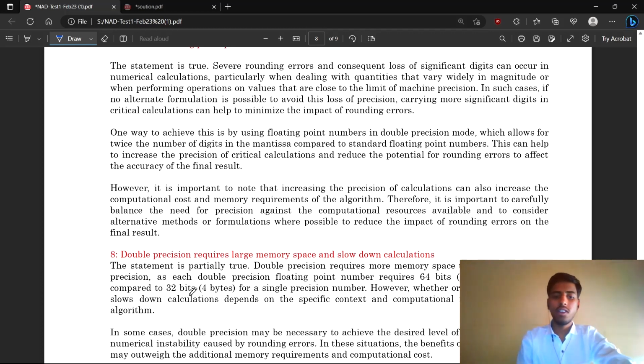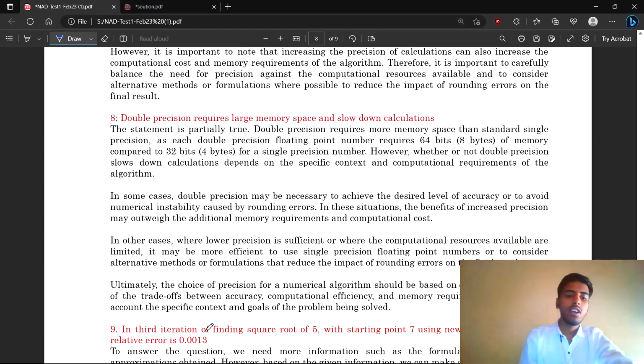Now move on to the eighth statement, which is: double precision requires large memory space and slows down calculations. What does that mean? Here is the justification. I hope you guys are understanding this statement. This statement is partially true.